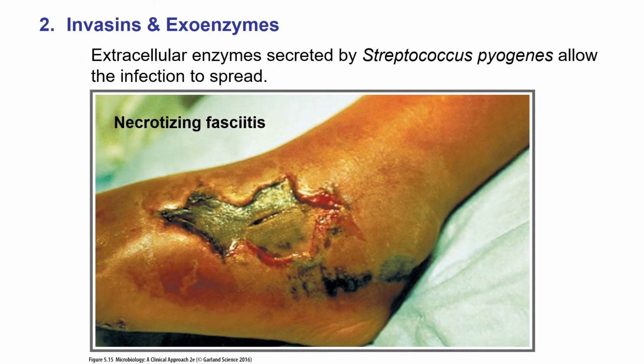Here's an example of an organism that secretes exoenzymes and dissolves connective tissue. This is Streptococcus pyogenes, the same organism that causes strep throat. It can cause a number of other infections. In some rare cases, it can cause a condition called necrotizing fasciitis, also known as flesh-eating disease. Sorry for the graphic image, but you can see that the tissue is clearly being digested away by the organism. This is due to secretion of these extracellular enzymes.